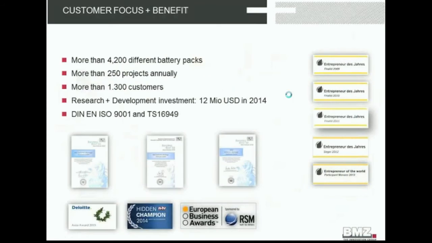We have 4,200 different battery packs in production so far. We have 250 new projects every year. We have 1,300 paying customers. Some bling bling for our management here and there as well.